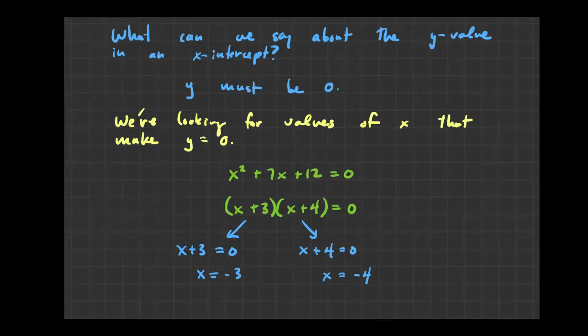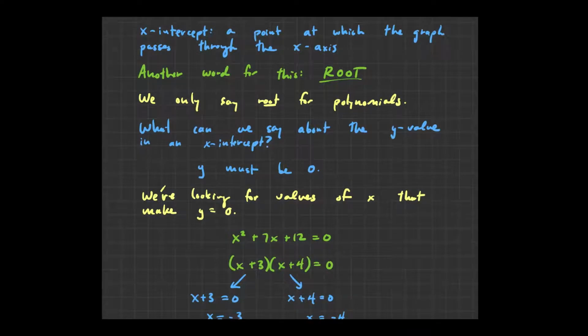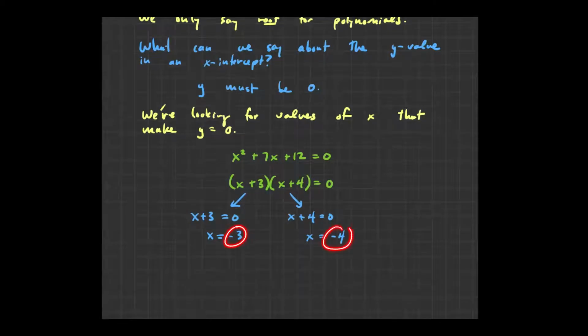So, I kind of lied a little bit. There's a slight difference between the word x-intercept and root. Okay, I lied. There's a slight difference. The x-intercept, we say that that's a point. A root, the roots are these values. So there's a very slight difference.